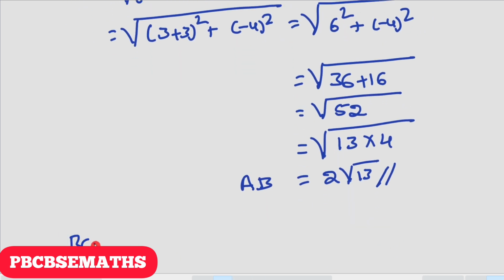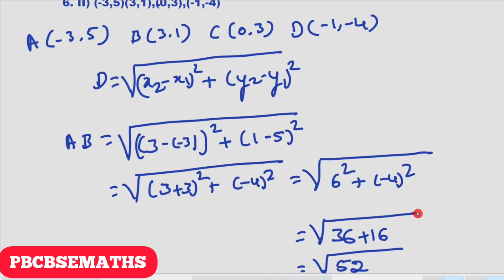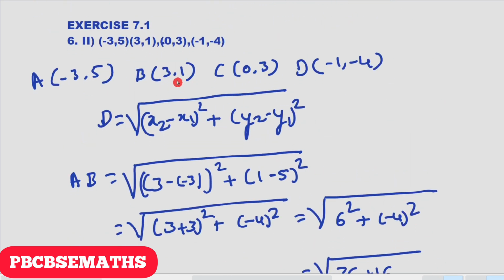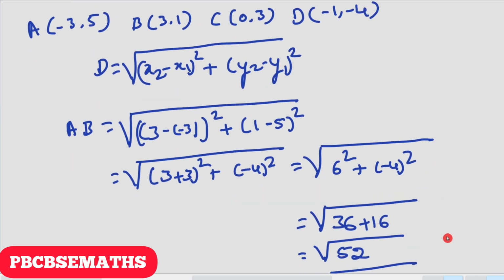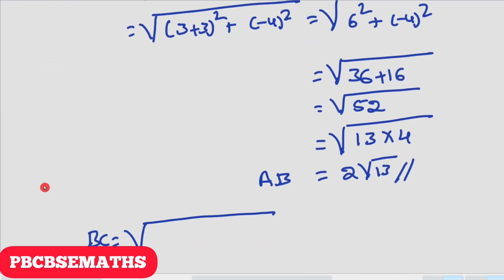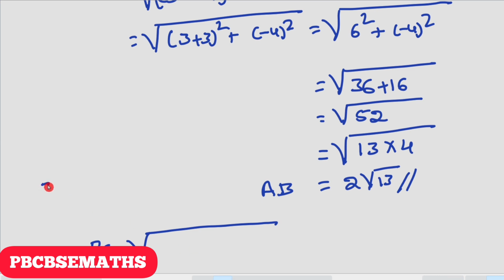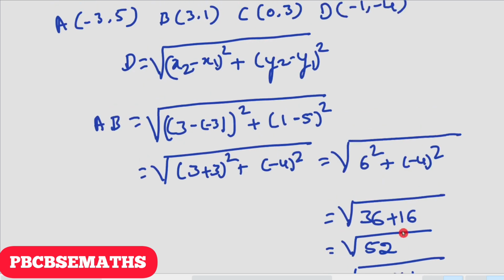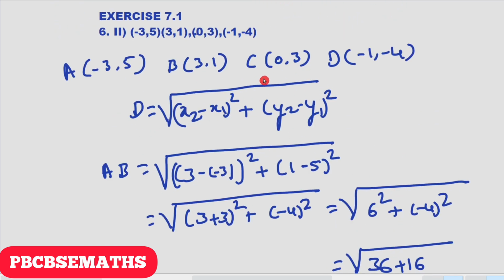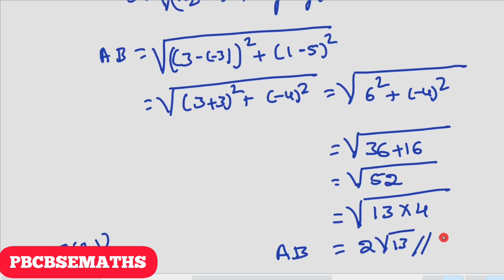So BC is equal to square root of, consider B as x1, y1 and let's consider C as x2, y2. The coordinates of C are 0, 3 and the coordinates of B are 3, 1. Let's write that. So the coordinates of B are 3, 1 and the coordinates of C are 0, 3. Let me clarify it one more time. So the coordinates of B are 3, 1 and the coordinates of C are 0, 3.